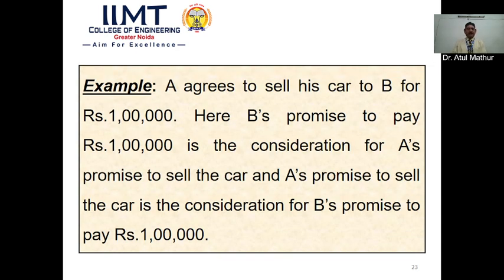Example: A agrees to sell his car to B for rupees 1 lakh. Here, B's promise to pay rupees 1 lakh is consideration for A's promise to sell the car, and A's promise to sell the car is consideration for B's promise to pay rupees 1 lakh.